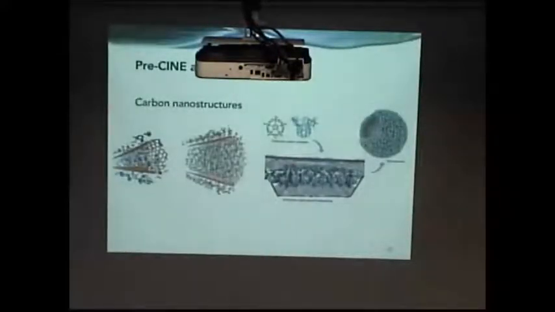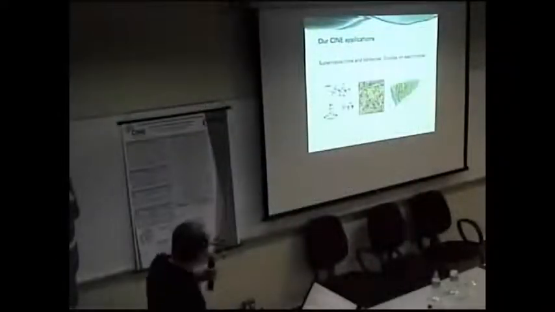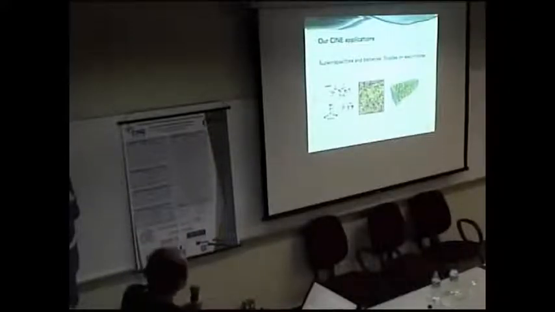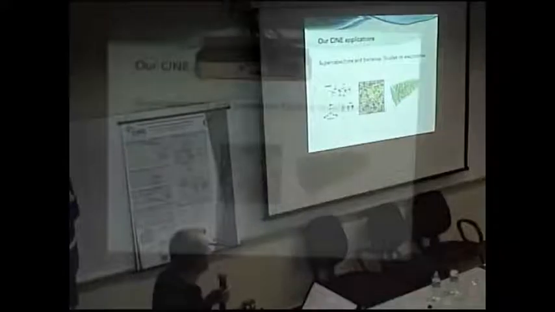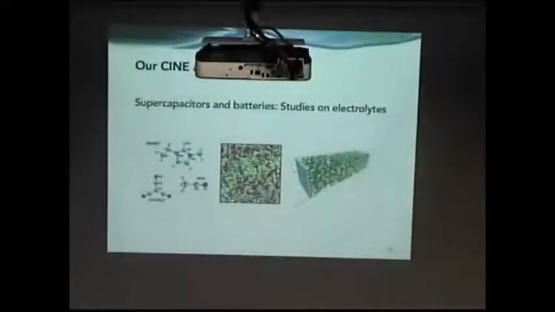Since before CINE, we were interested in carbon nanostructures like nanotubes, fullerenes, and graphenes. This kind of system is really easy to treat using GROMACS. And now, in the scope of this project, we studied supercapacitors and batteries that required information about electrolytes. Electrolytes, like ionic liquids or aqueous ionic solutions, are commonplace for GROMACS to treat. It's a very simple system for GROMACS, okay?